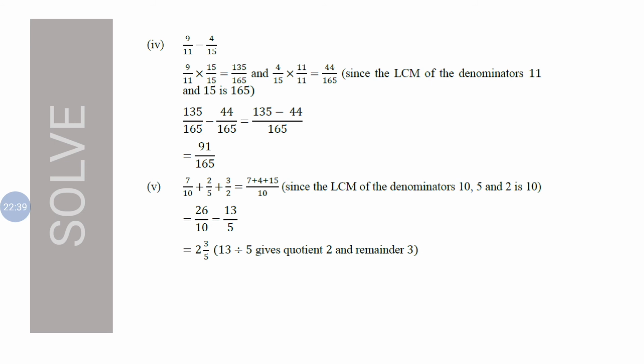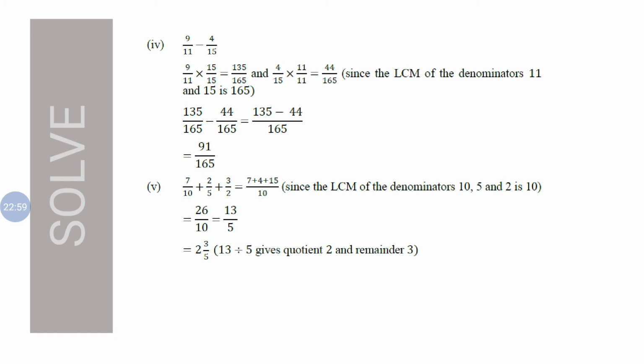7 by 10 plus 2 by 5 plus 3 by 2. So 3 fractions, and the denominators are different. We just take the LCM. The LCM of the denominators 10, 5, 2 is 10.